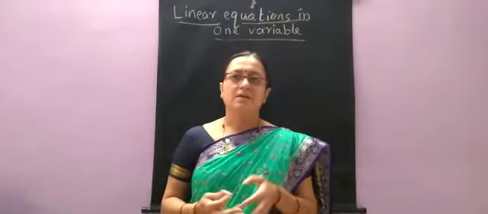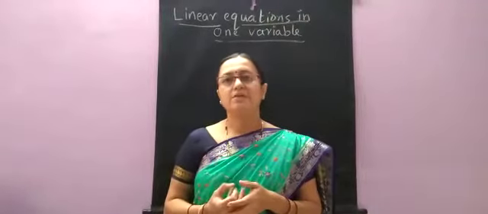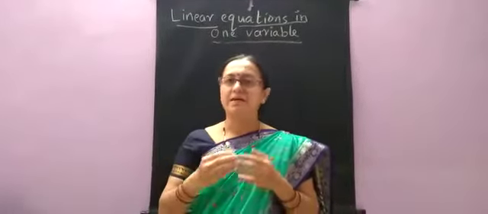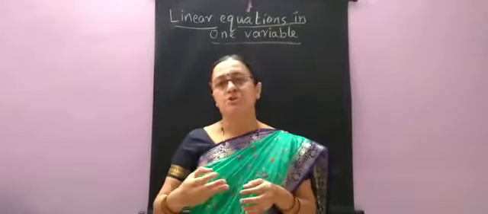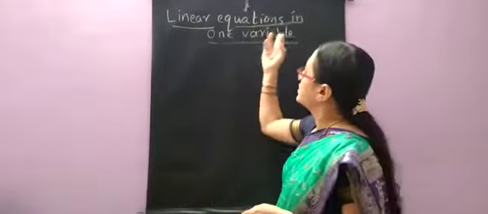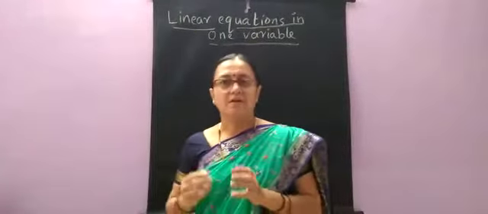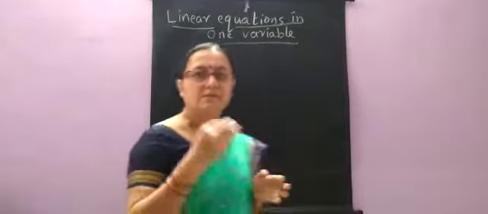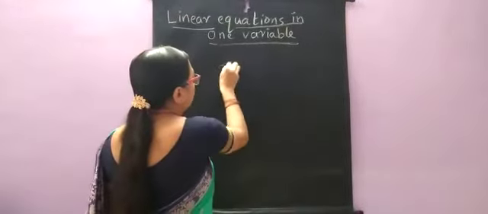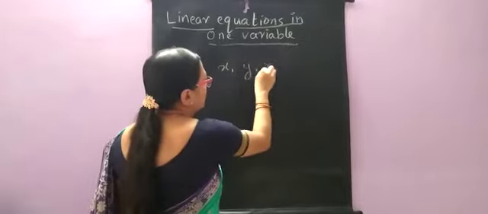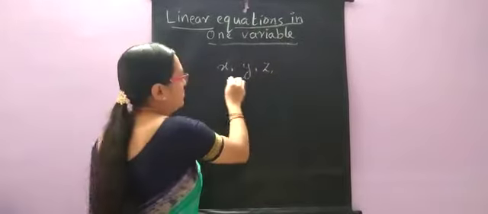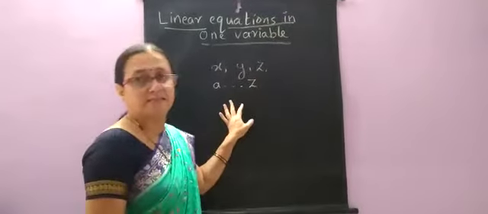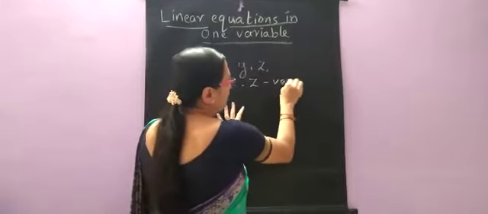Hello children, in your previous class, 7th standard, you learnt about algebraic expressions. So I'll revise it a little bit and then move on to the continuation of that, which is linear equations in one variable. What do you mean by unknown quantities? In algebraic expressions, we call all the alphabets from A to Z as unknown quantities or variables. Okay, these are called variables.